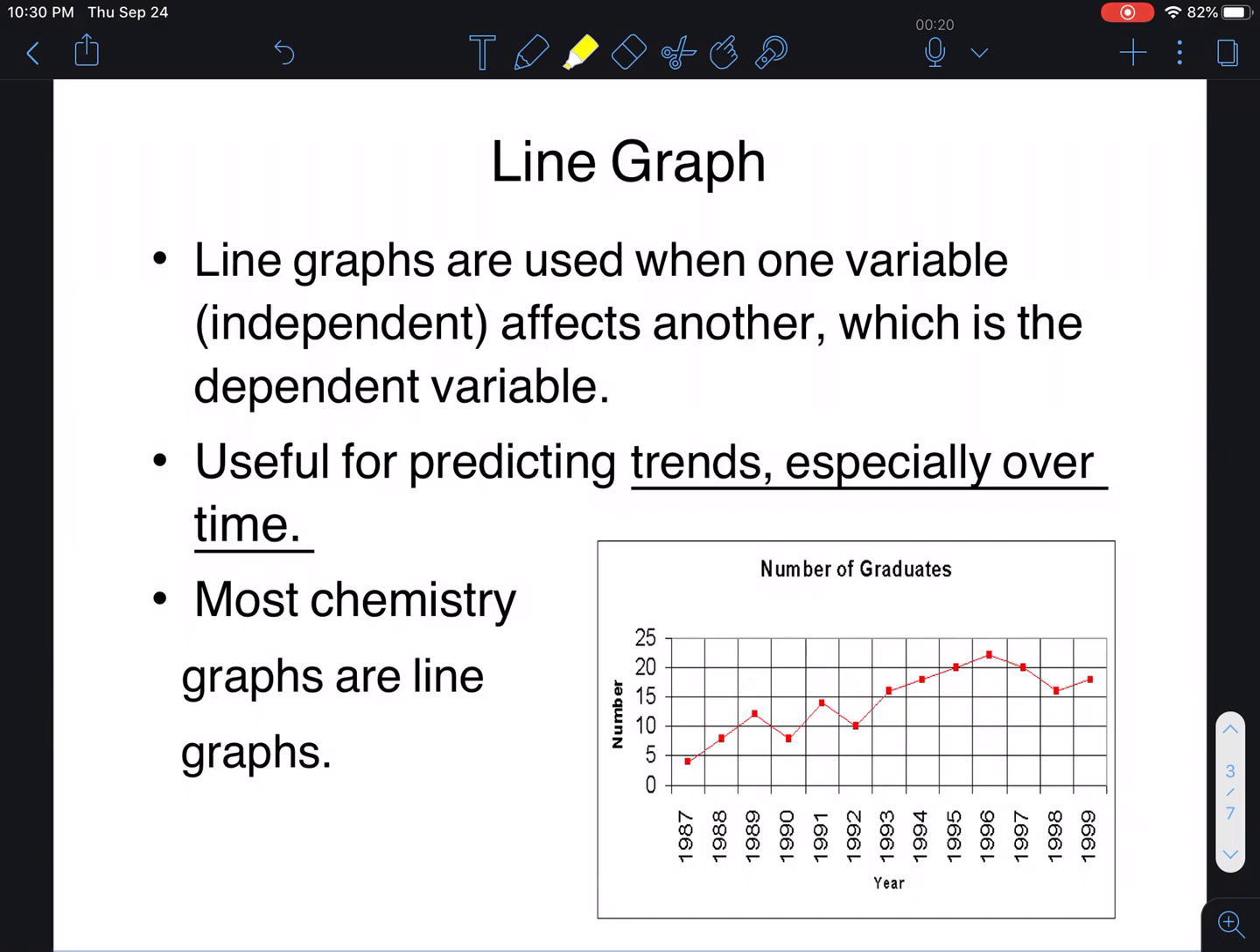A line graph is used when one variable, the independent variable, which is on the bottom of your line graph, the horizontal, affects another, which is the dependent variable, and the dependent variable goes on the vertical axis. It's useful for predicting trends, especially over time, and most chemistry graphs are line graphs. We use other graphs as well. We can use a pie chart, we can use a histogram, we can use different kinds of charts, but generally speaking, the line graph is the most common one that we'll be using.